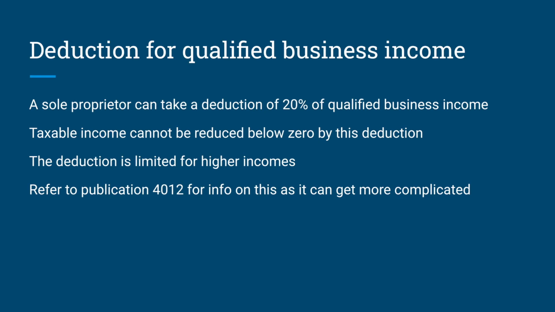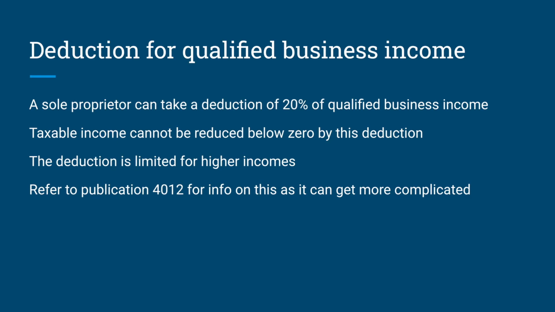And so it can only reduce their income to zero. It cannot reduce it below zero, which in tax terms means that it is a non-refundable deduction here. So we can't take their income below zero with it. And additionally, the deduction is limited for higher incomes. And this is one that we very rarely see. And so I'm not going to spend a ton of time on it in this lecture here.